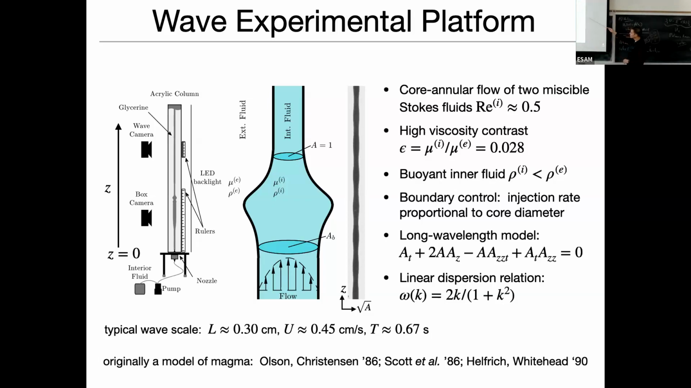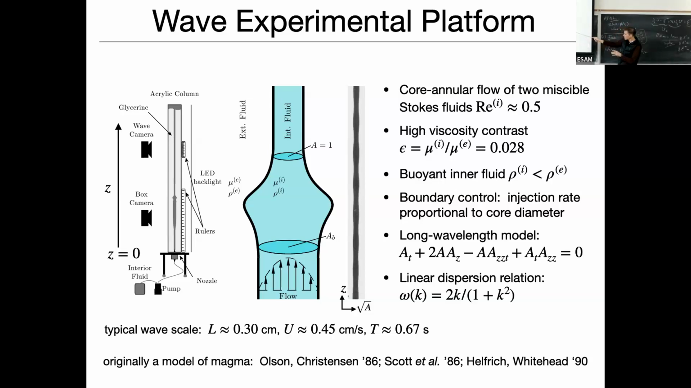And you can control the boundary. So it's an initial boundary value problem. And we can get a nice long wavelength model. A is the non-dimensionalized cross-sectional area, Z is the vertical distance, and T is time. What you'll notice about this model is that these third order terms here are nonlinear, and that's because we've made no assumption on amplitude here. So we can get very large amplitude waves that obey this equation.